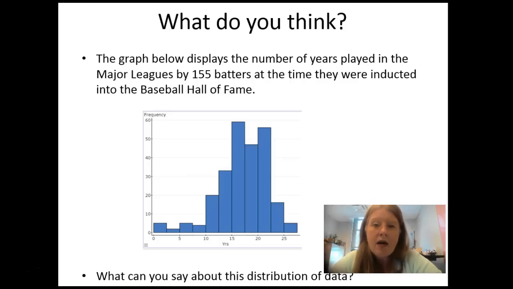So you might comment on where you think the middle of the distribution is. Like you might say, well, it looks like maybe between 15 and 20 years on average is what the players were playing, or how many years they were playing in the major leagues. Or maybe you think the average is a little bit out this way. Where do you think the center is?